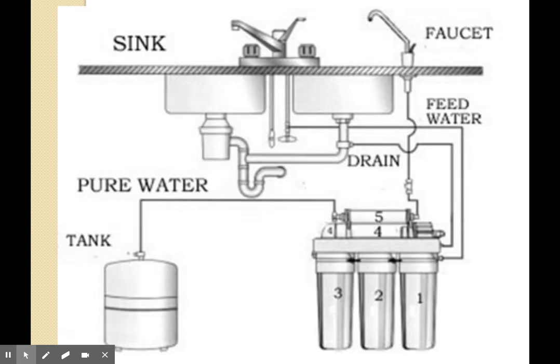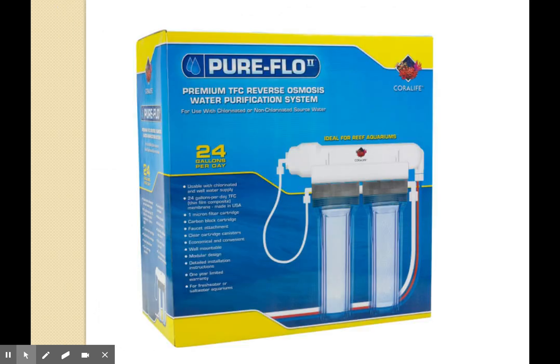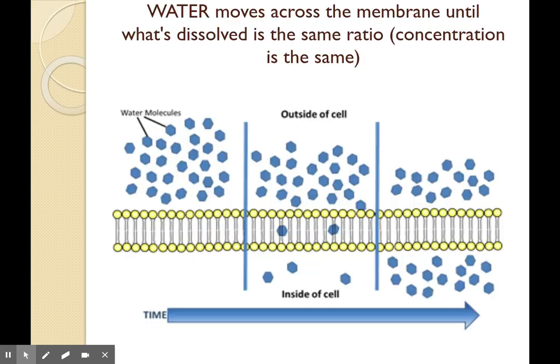You will see the word osmosis in a lot of water filtration systems. If you look here on the box, under the label PureFlow, it says Premium TFC Reverse Osmosis Water Purification System. This is a water filter that works by, it's called reverse osmosis, but either way, it's osmosis. It's water moving through a membrane. The filter will trap the things that you don't want to drink, and the water you do.